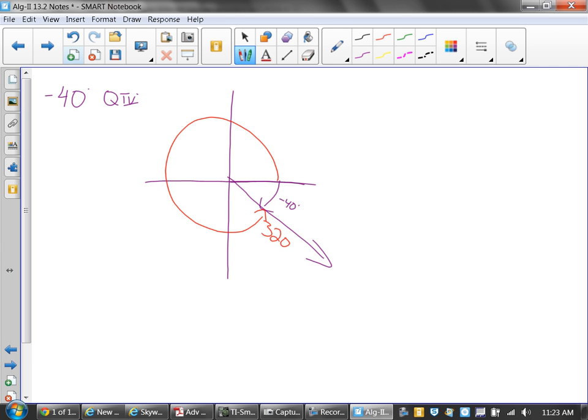Where are you going to wind up? A nice shortcut way of doing that is just adding or subtracting 360 degrees to get you there. Two angles that share the same terminal side are called coterminal.